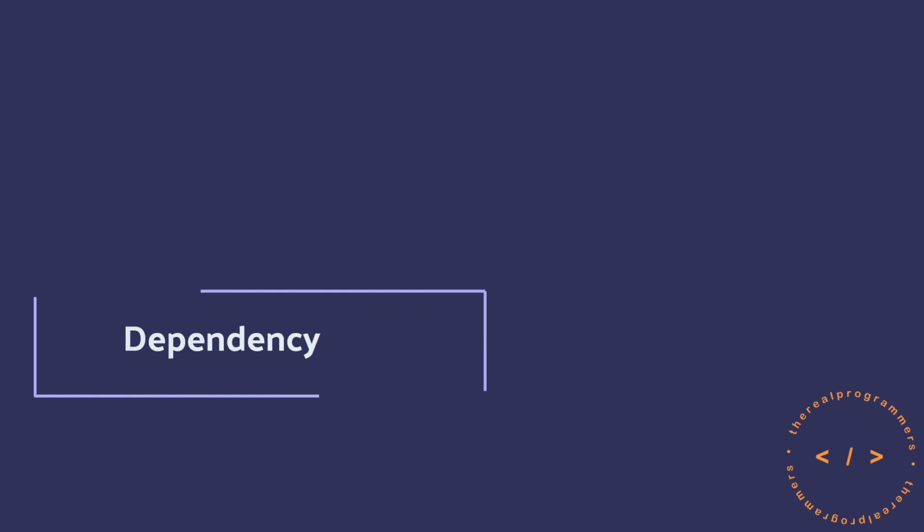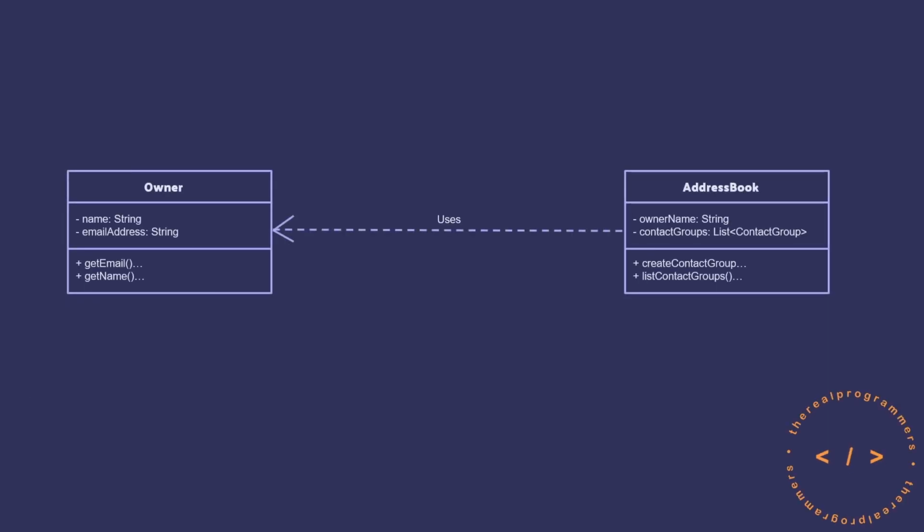The last relationship we have on the list is dependency. This is a relationship where one class relies on another class in some way, often through method parameters, return types, or temporary associations. This is represented by a dashed line with an open arrowhead ending at the class which is used by another class. In this example, the address book class depends on the owner class to get the owner information.